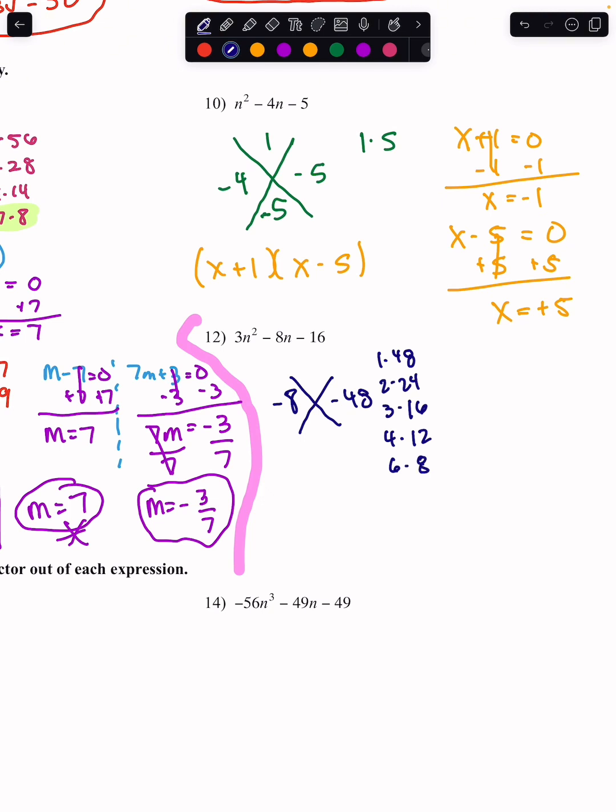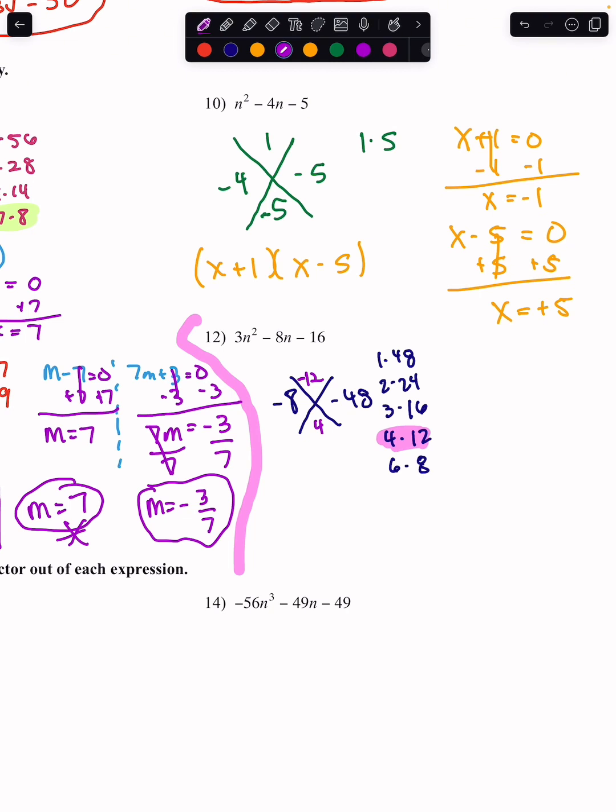I got to figure out how I can get a positive 8 out of some of these numbers. And hopefully you spotted this one right here. Because 12 and 4 can give you an 8 and a 48. How do I do that? Well, if I put 12 up here, and I put a 4 down here, but I make that 12 negative. Negative 12 plus 4 is negative 8. And then negative 12 times 4 is negative 48.